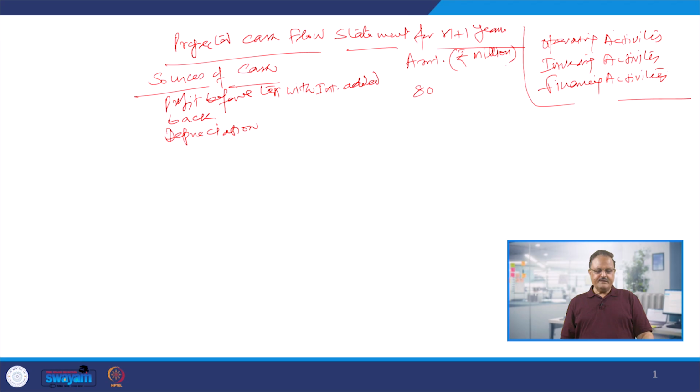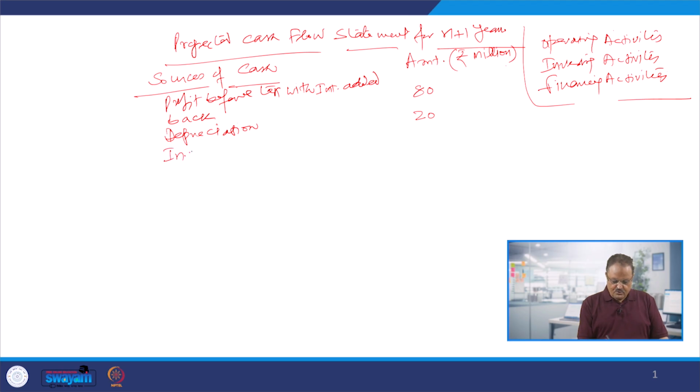So, depreciation being a non-cash expense, the amount which is debited in the income statement, we are adding back here in the cash flow statement, because it is only a book entry in the income statement also, and no cash has moved out on account of depreciation. So, depreciation is basically a source of cash. It may be an expense in the income statement, but in the cash flow statement it is a source of cash, and the amount given here is 20 million rupees, right.